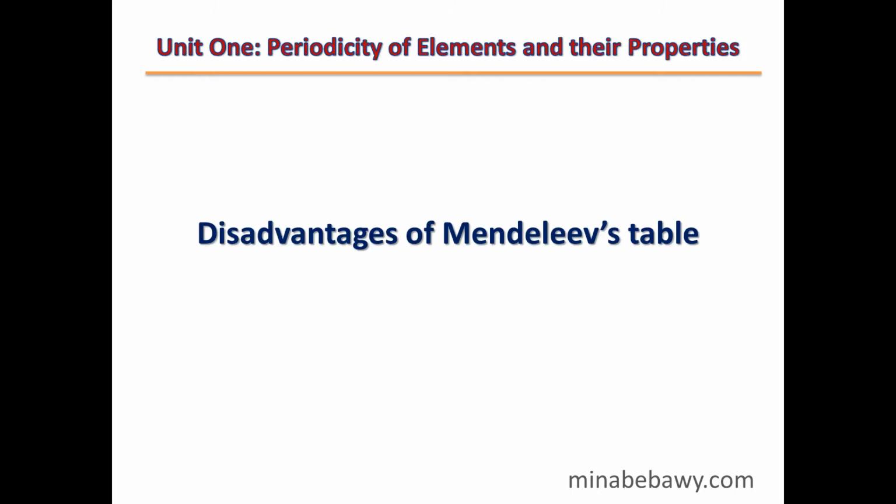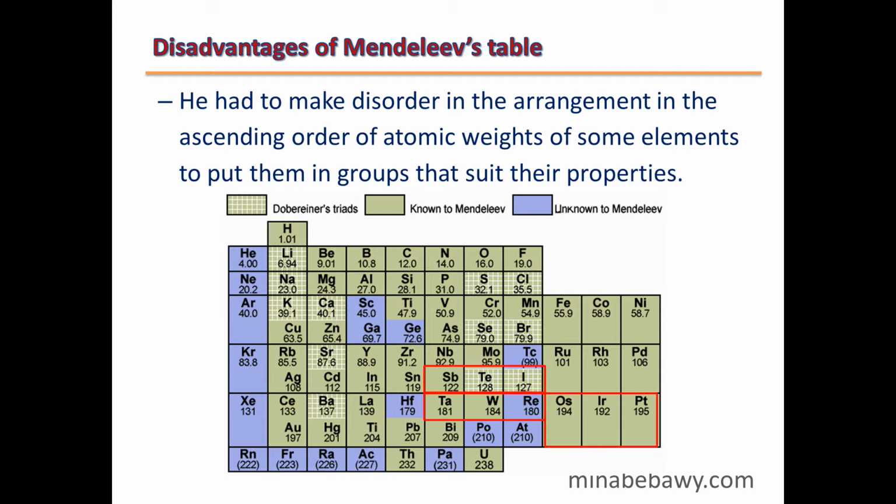Now we will talk about disadvantages of Mendeleev's periodic table. The first one is that Mendeleev had to make disorder. As you can see, here the atomic weight of the element which is called Ta is 181, for the second one is 184, for the next one is 180, then 194. We said that atomic weight increases as we go from left to right, but here we have one element which is not in the correct order.